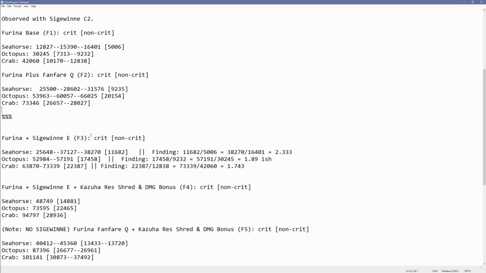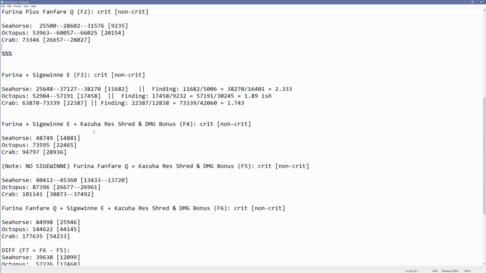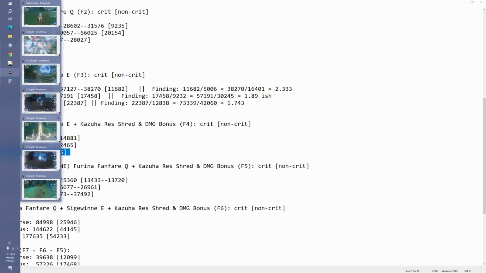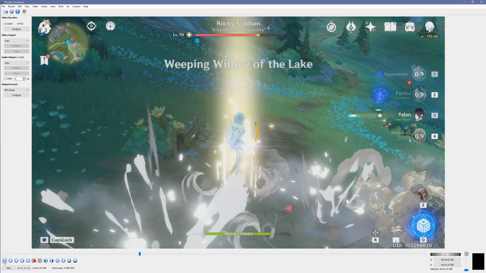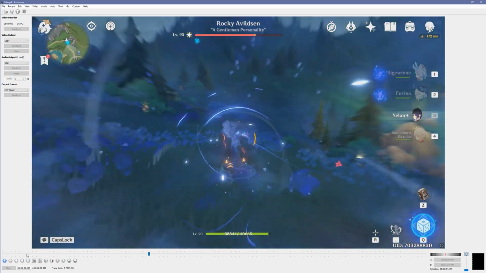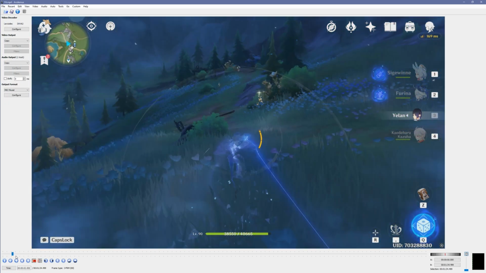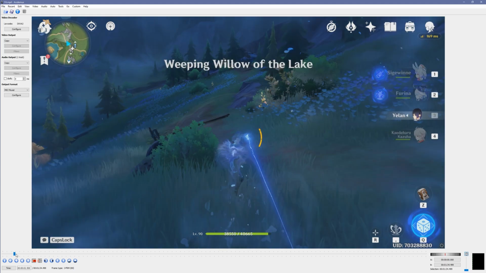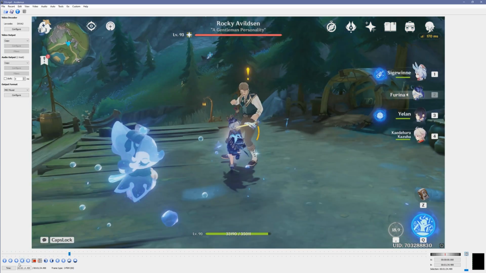Okay, so now that we've gotten all of this down, let's see on F4, this is the fourth case, what happens when we take Farina plus Sigewinne plus the Kazuha Reshret. So these are going to be the next numbers we'll see. So let's quickly go here, our poor little Yelan. I'm just going to quickly pause. Boom. So this is F4, there we go.